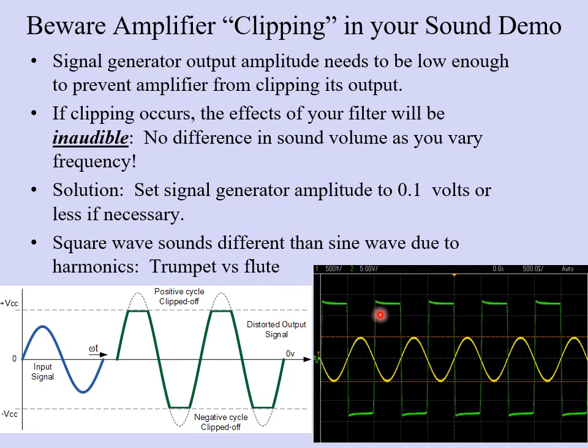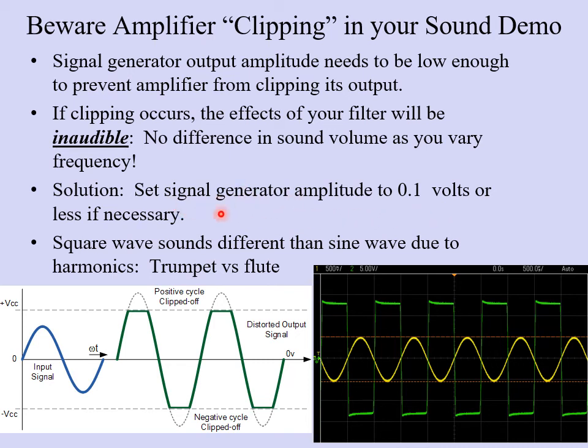So the solution to prevent this clipping in your audio demonstration, because you want to show that the volume of your filter changes with frequency, is this: if your amplifier is clipped across all the frequencies, you won't hear any difference in volume. You want to make sure the peaks of the output are within the range of the amplifier's battery. So the trick is to use very low amplitude on the signal generator.